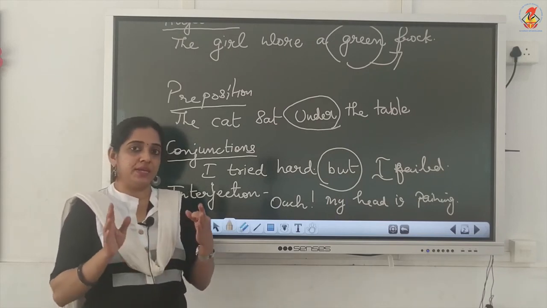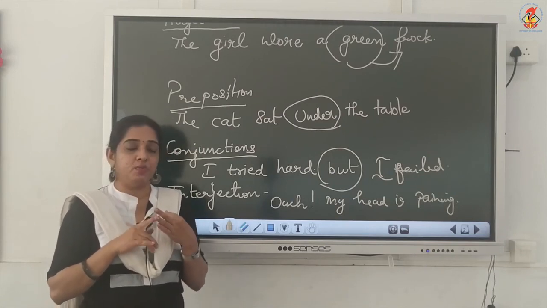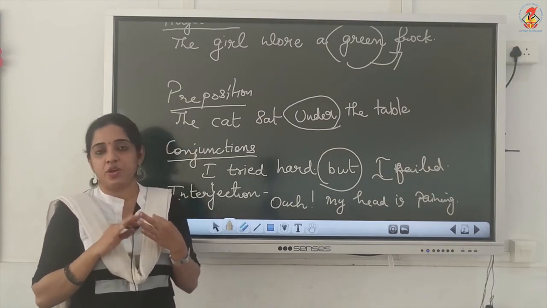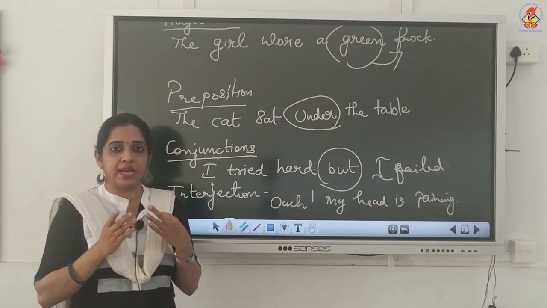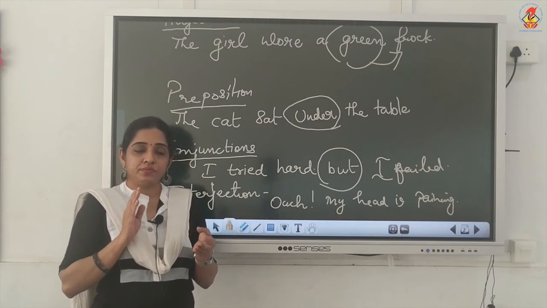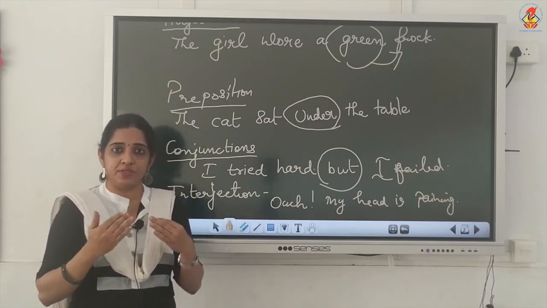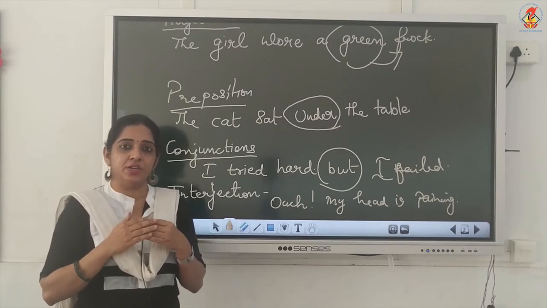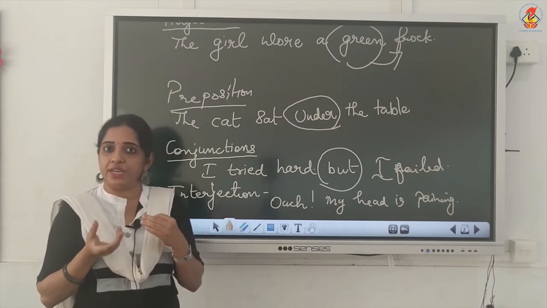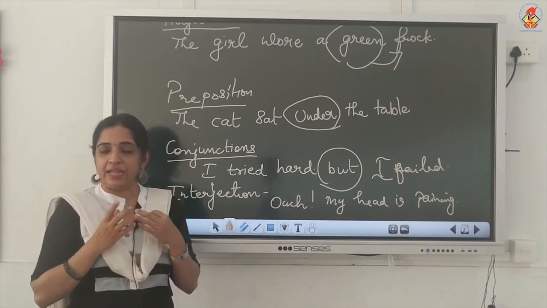Action word doesn't mean that it is only jumping, eating or playing. It can also be helping verbs. It can also be the verb forms of have. Has, have, had, all these are also verbs. Then, an adverb is a word which modifies a verb, which tells how an action is done. She sang melodiously. Melodiously is the adverb. How she sang, that is the adverb.